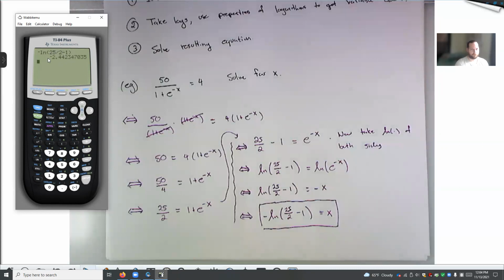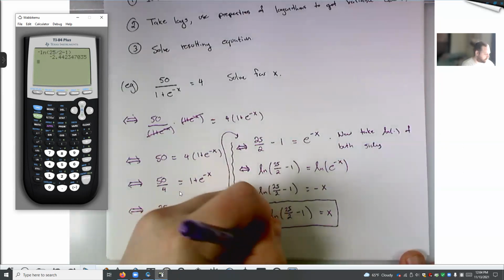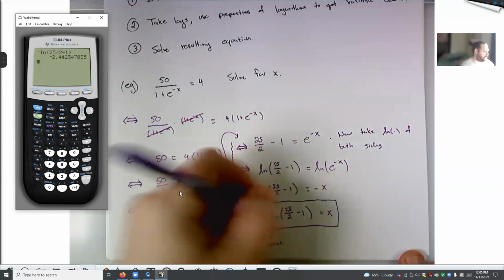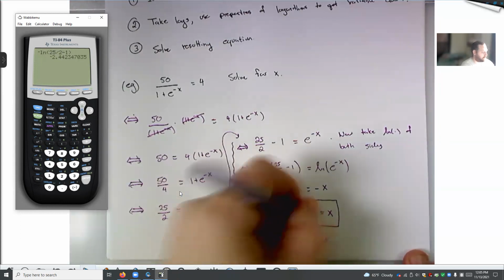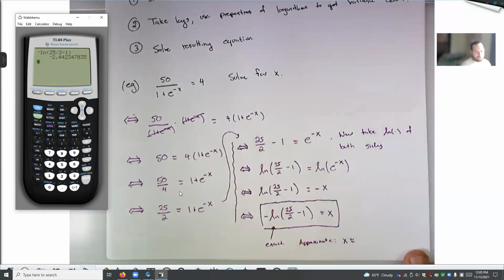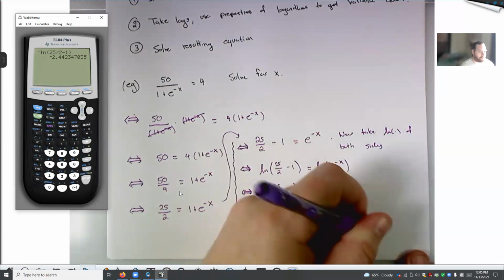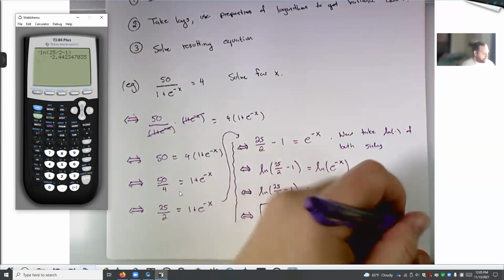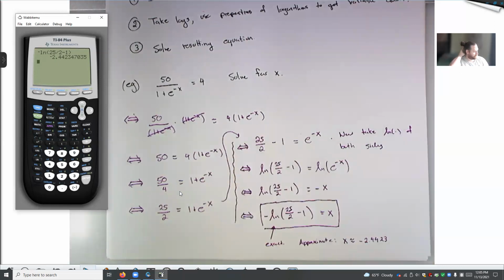So what do we say? About negative 3, right? Negative 2.44, not bad. So this is your exact solution. The approximate solution is x approximately equal to negative 2.4423. Up to you where you want to round, unless the problem says to round at a particular decimal place.